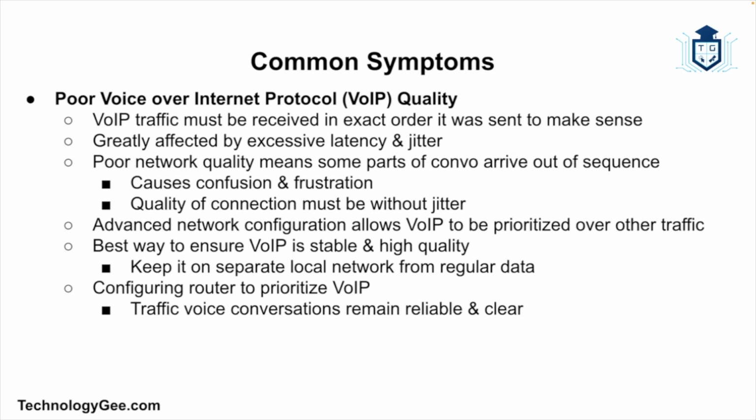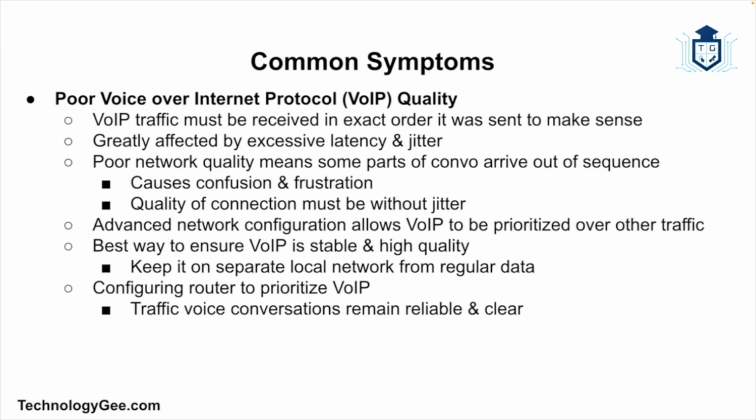Next symptom is poor voice over internet protocol, or VoIP, quality. VoIP traffic is different from most other network traffic because it must be received in the exact order it was sent to make sense. VoIP is greatly affected by excessive latency and jitter, and poor network quality means that some parts of the conversation arrive out of sequence, causing confusion and frustration. So the quality of the connection must be without jitter.